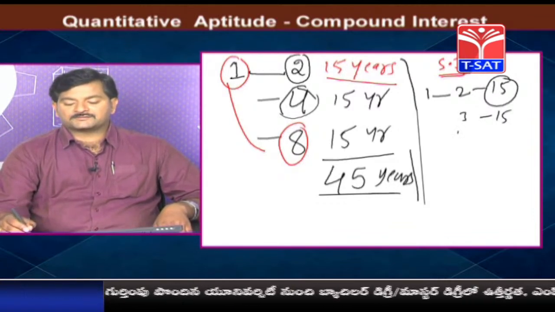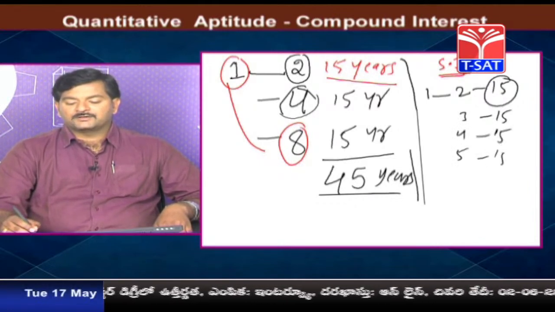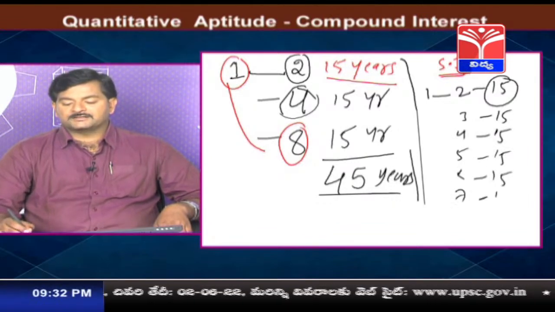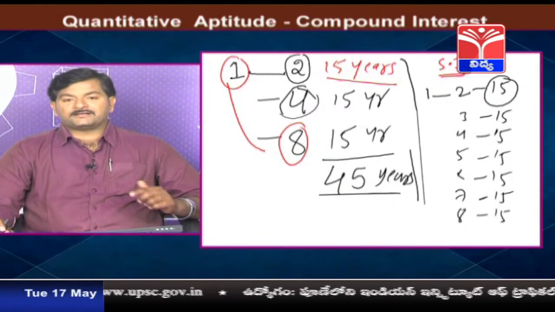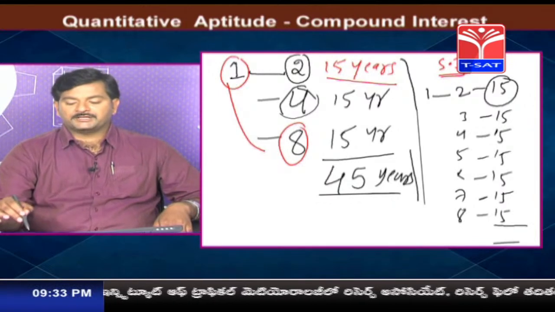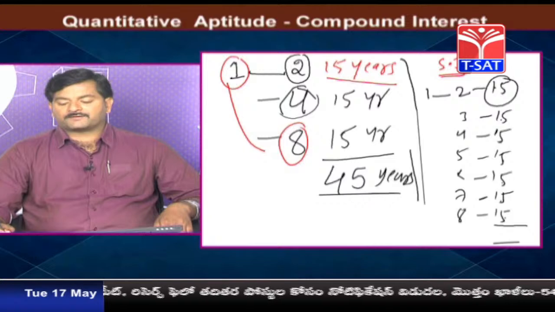So another 15 years, 1 rupee, that's why 4 rupees. So 15, 5 rupees, 6, another 15 years, 7, another 15 years, 8, another 15 years. Okay, because here it is simple interest, so interest will not be changed. 1, 2, 3, 4, 5, 6, 7. So 15 sevens are 105 years.